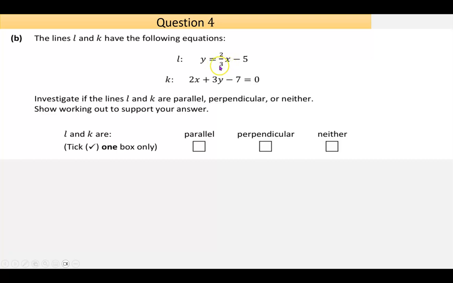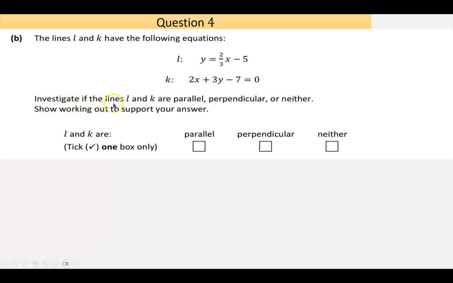Now, we're not told what these are, okay, and we're not given a diagram of it. But I can tell with this one that the slope is 2/3. It goes up 2 units for every 3 it goes across, and it's positive, and it crosses the y-axis at -5. Now, the K line is a bit trickier. I'm not given it in the form of y is equal to mx plus c, so I need to be just a little bit more careful. I might need to rearrange this.